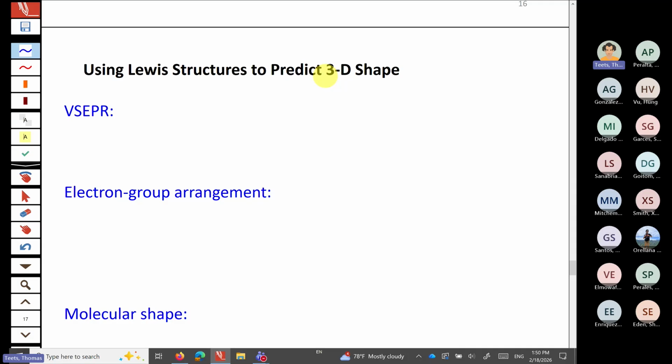The method we use to do that is called VSEPR, sometimes pronounced "vesper," even though it's not really spelled exactly like that. What it stands for is valence shell electron pair repulsion.